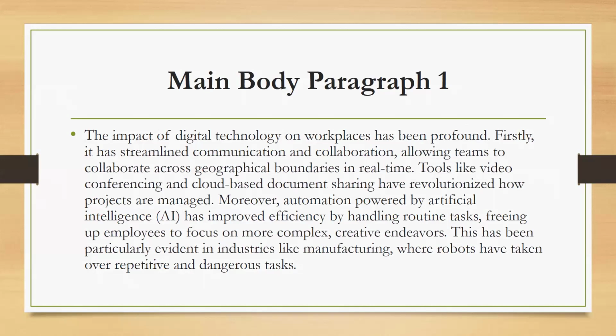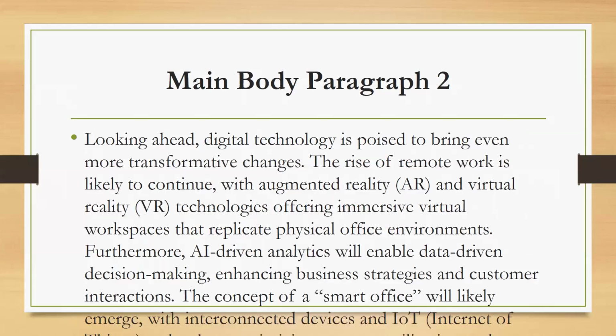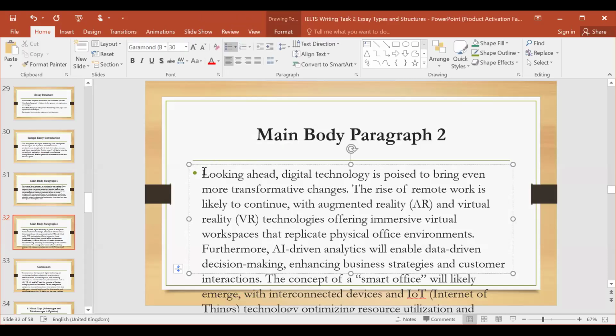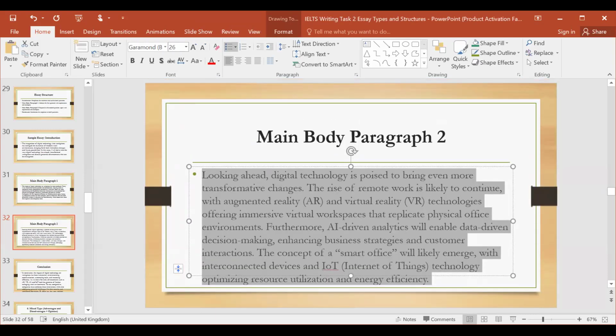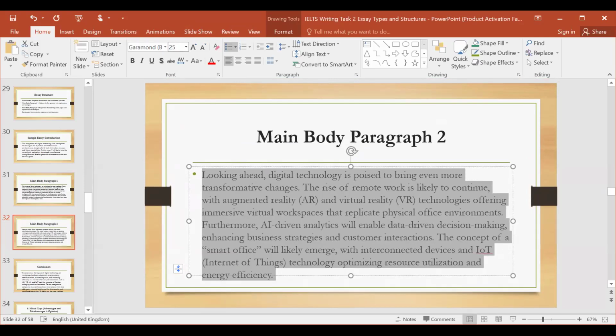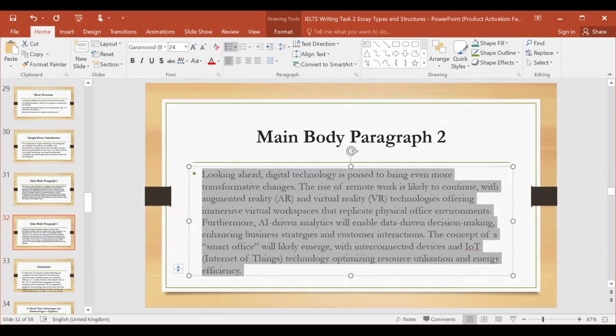So, paragraph 1 discusses one part of the question. The second paragraph discusses the second part of the question, future prospects, what to anticipate in the future with regard to technology integration in the workplace. Let's look at how you write this one.